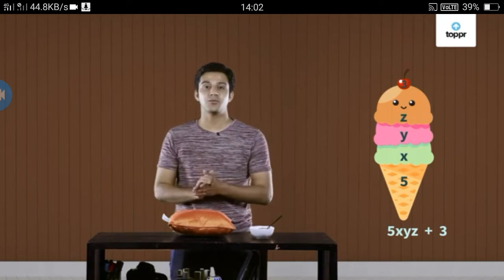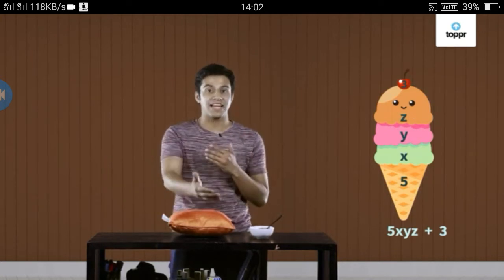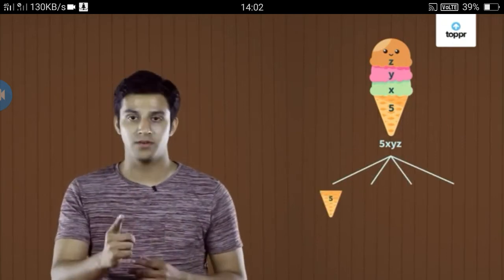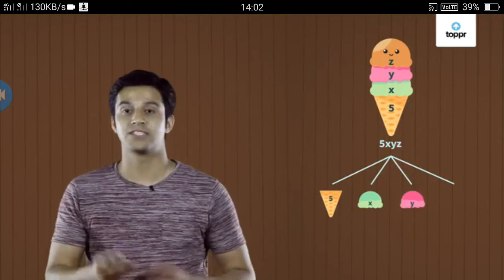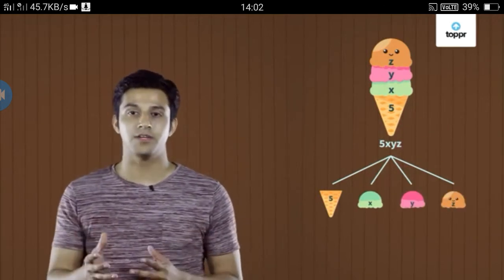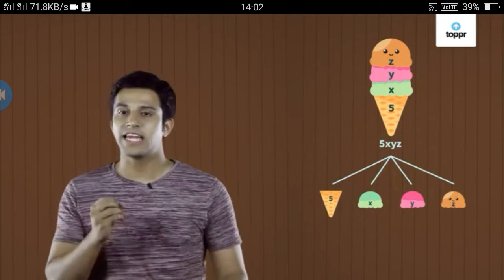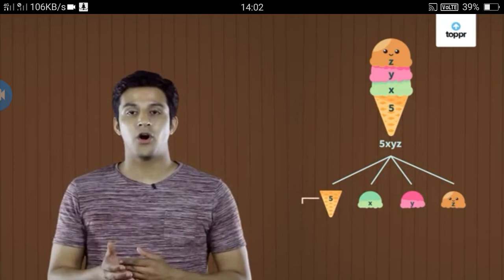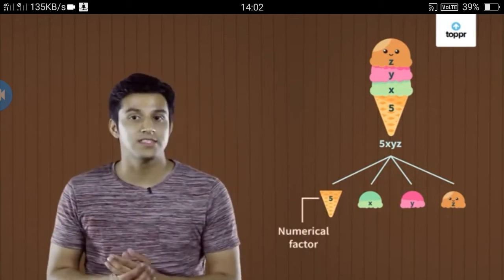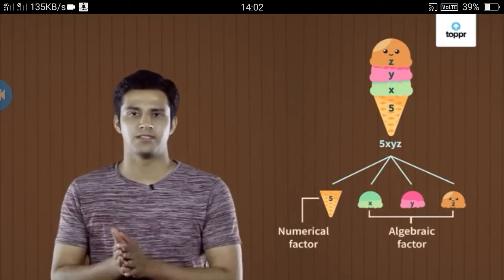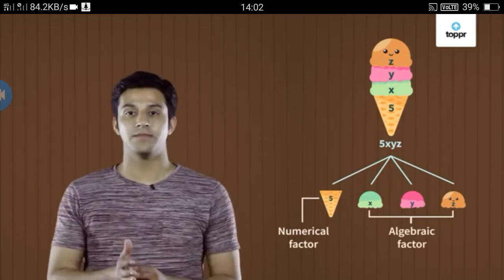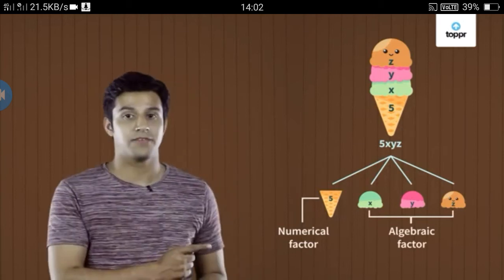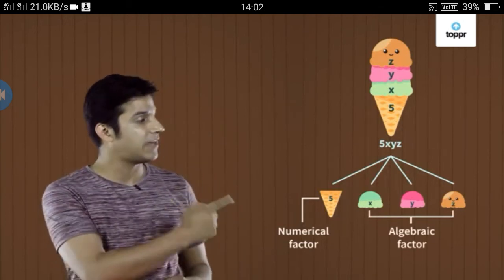Each term has parts which multiply together to give that term. For example, the cone with the 3 scoops had 4 parts. The cone, scoop 1, scoop 2 and scoop 3. These separate parts of a term are called its factors. Can you see that there are two types of factors here? One is a number or a numerical factor and the others are variables or algebraic factors. The numerical factor of a term is called the coefficient of that term. So here 5 is the coefficient of the term 5xyz.